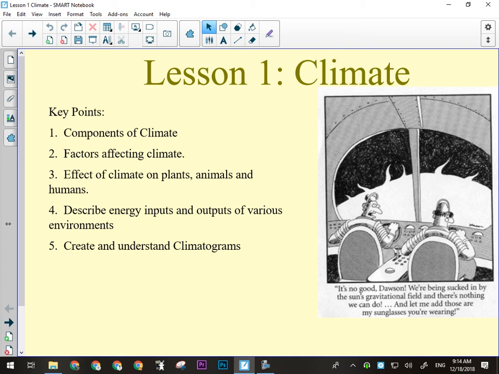And then we're going to look at climatograms. Climatograms are a tool that we use to show the climate of an area, and we can infer from those the factors that are affecting that climate. We'll be doing an activity this week on using climatograms, interpreting them and such.